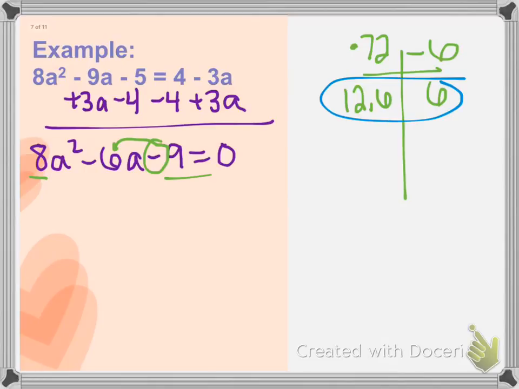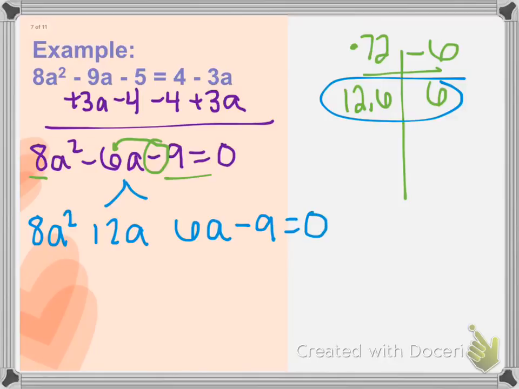So 12 and 6. When we have this 5-step factoring, you have to rewrite this problem, splitting up that middle term. So we have 8a squared, and I'm splitting this into now 12a and 6a, then minus 9 equals 0. Now, and only now, I put my signs in. This tells me that my signs are different. This tells me what the biggest number goes with. So the 12 is the negative and the 6 is the positive.